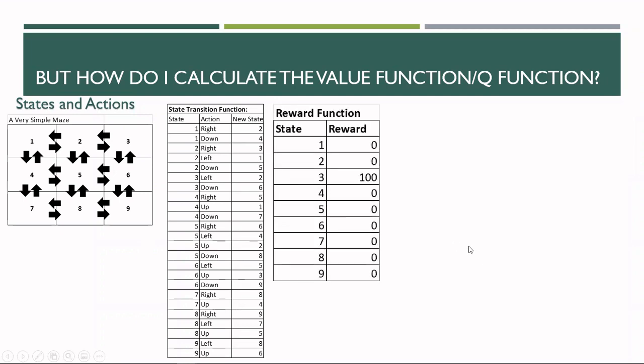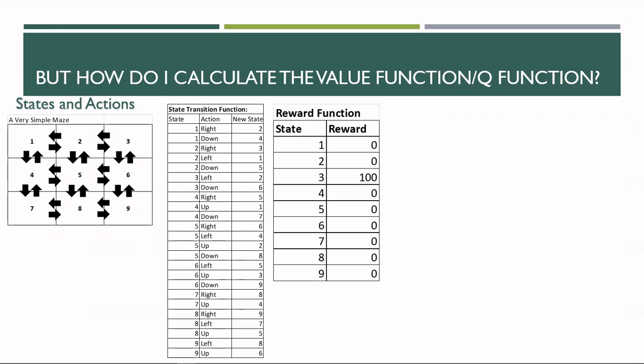Likewise, I know what the rewards are, so I can make a reward function very easily. It's basically state 3 is worth 100 and everything else is worth 0. Very simple, right? You get 100 points for reaching the goal and not for anything else. Yeah, that makes sense.